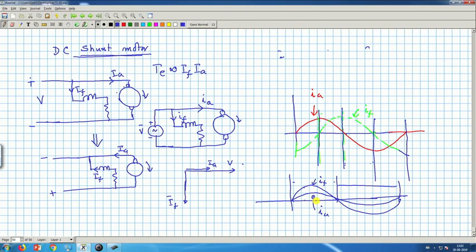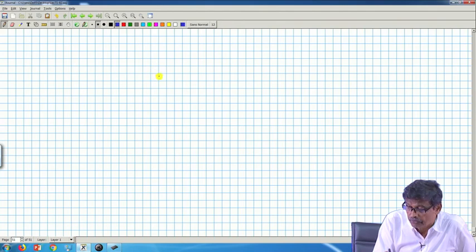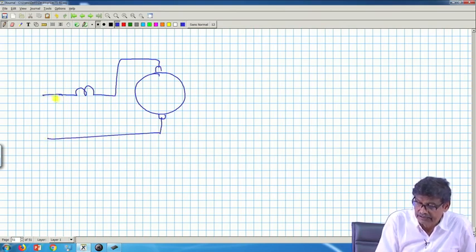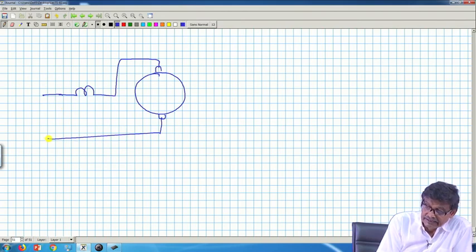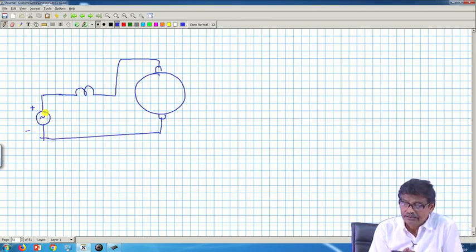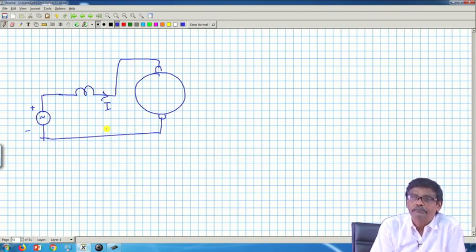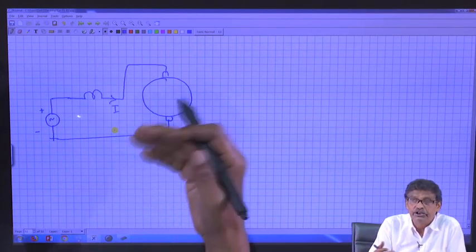Therefore, it looks like IF and IA will be in phase, provided it is a series motor. This is the field, this is this one, it is a series motor, a DC series motor. In this case, if you apply an AC supply, I do not care, because the armature current and field current are the same and they cannot but change together. That is, in this case both armature current and field current are the same and they are indistinguishable.